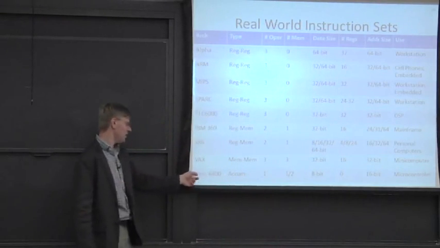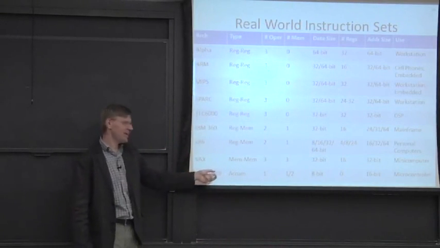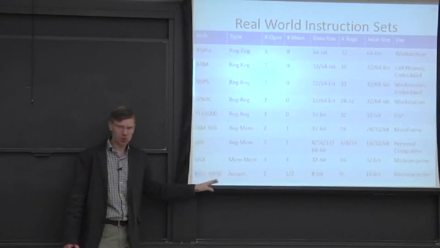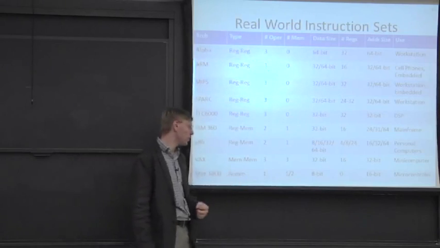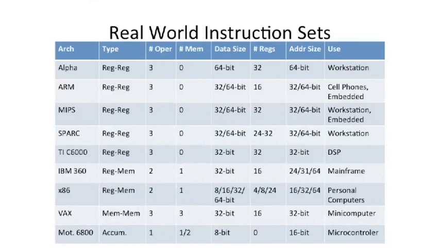We can see something like the Motorola 6800. This is not to be confused with the Motorola 68000 or the 68K. This is the 6800. It's an accumulator-based architecture, where you can have 1 named operand that comes from memory. It's an 8-bit data path, and this is mostly used in a microcontroller.